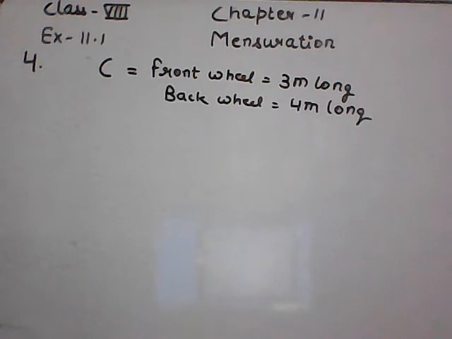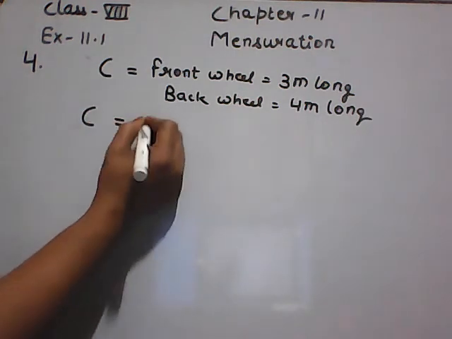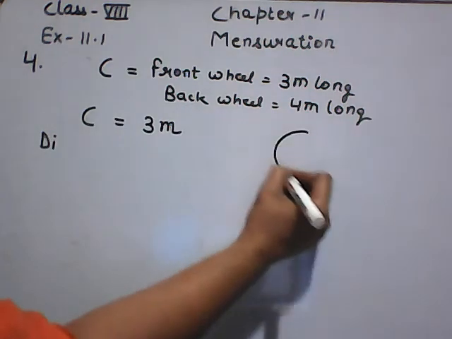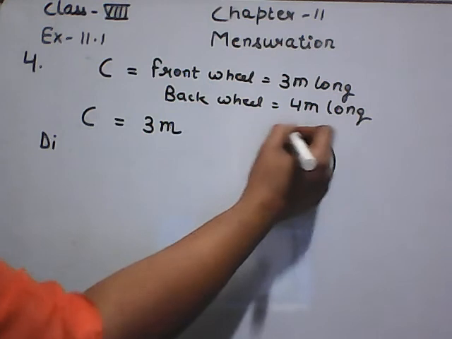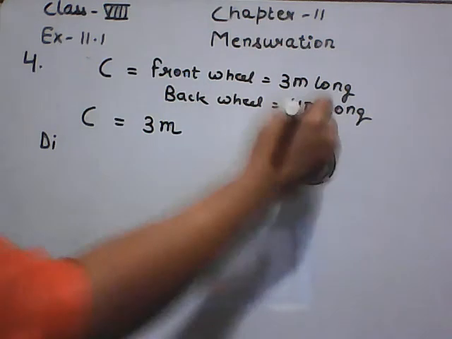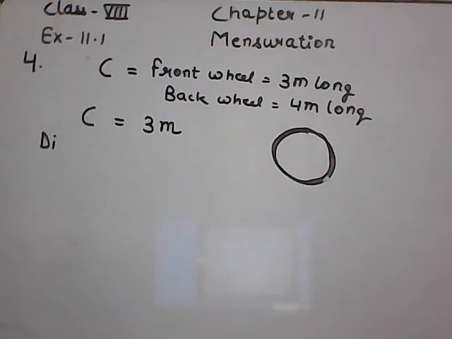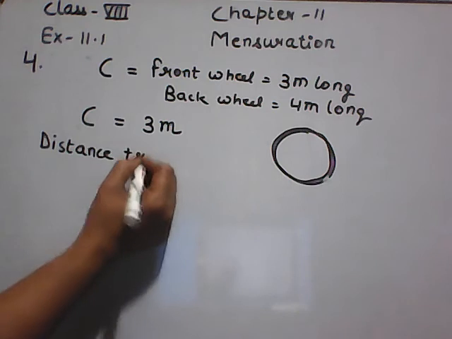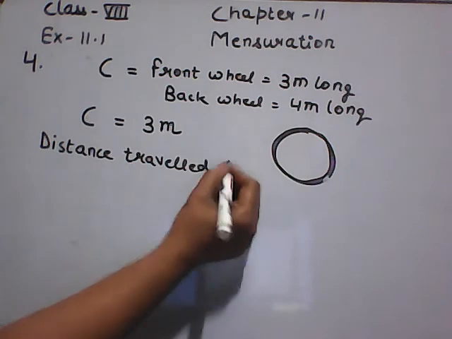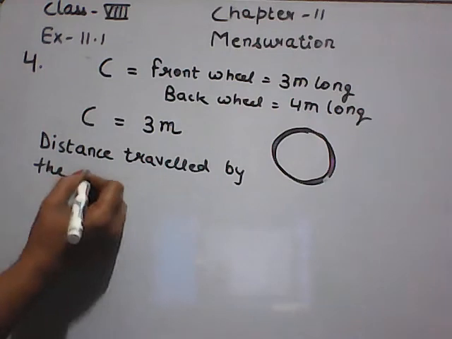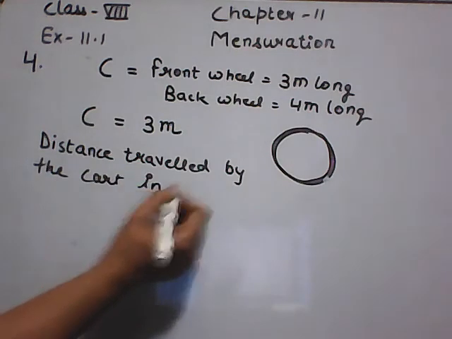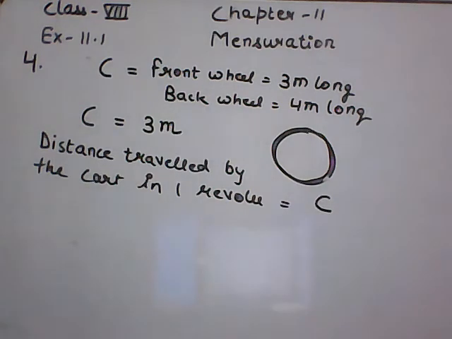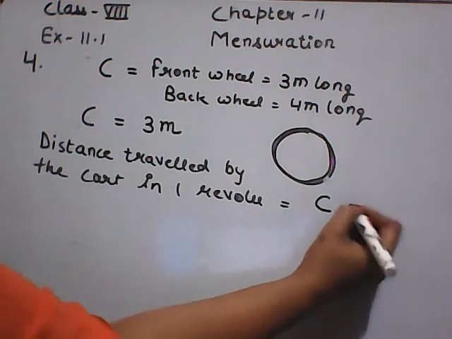Here it is given to you the circumference of the front wheel is 3 meter, and we know that when it makes one complete revolution, the distance around this circle is known as circumference. That means the distance travelled by the cart in one revolution is equal to the circumference of the front wheel. The circumference of the front wheel is 3 meter long.